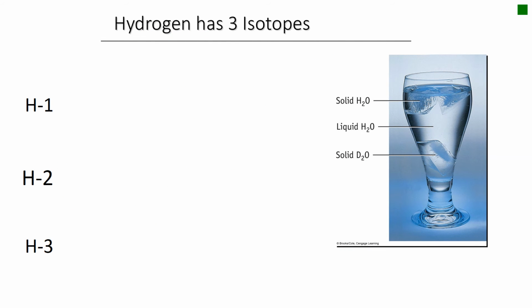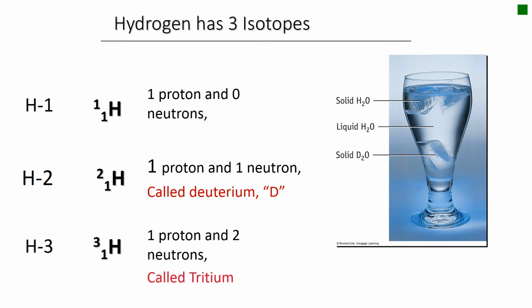Okay. So hydrogen has 3 isotopes here. If we look at a glass of water with some ice and liquid water, hydrogen H1 has a mass number of 1, atomic number of 1, meaning it has 1 proton and 0 neutrons. H2 is denoted with 2 for mass number, 1 for atomic number, meaning it has 1 proton, 1 neutron. And H3 is denoted with 3 for mass number, 1 for atomic number, meaning it has 1 proton and 2 neutrons. So in each case, hydrogen has 1 proton and goes from 0 neutrons to 1 neutron or 2 neutrons.